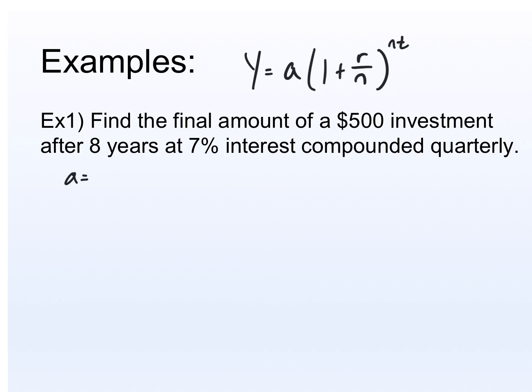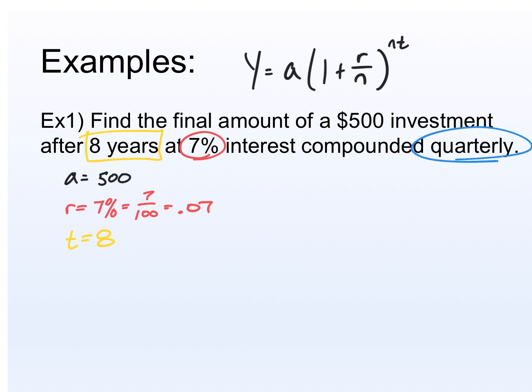Well, the first thing is A. What is our A value? What is that initial investment? 500. Okay. Next thing is looking at your rate. What was your rate? 7%. Well, that's really 7 over 100, which ends up being 0.07. Next thing we want to look at is the number of years that we're going to let this go. How many years? 8 years. So T is equal to 8. And then the last thing is how often it is compounded. Well, here we compound it quarterly. Well, quarterly is 4. You got it.